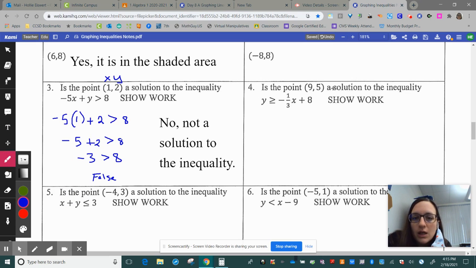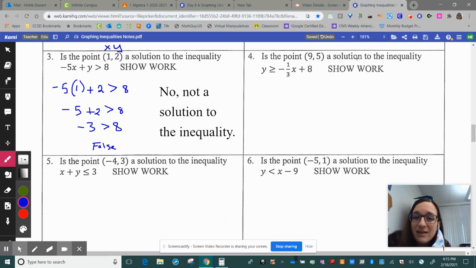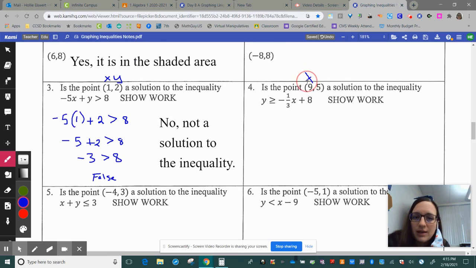Next. Is the point (9, 5) a solution to the inequality? Well, again, we substitute in and solve. If this is x and this is y, we put 5 in for y: 5 is greater than or equal to negative 1/3 times x, which is 9, plus 8. We make 9 look like a fraction, then we can multiply straight across. Or I'm going to simplify early. 3 and 9 can both divide by 3. That gives me 1. That gives me 3. We end up with a negative 3 plus 8.